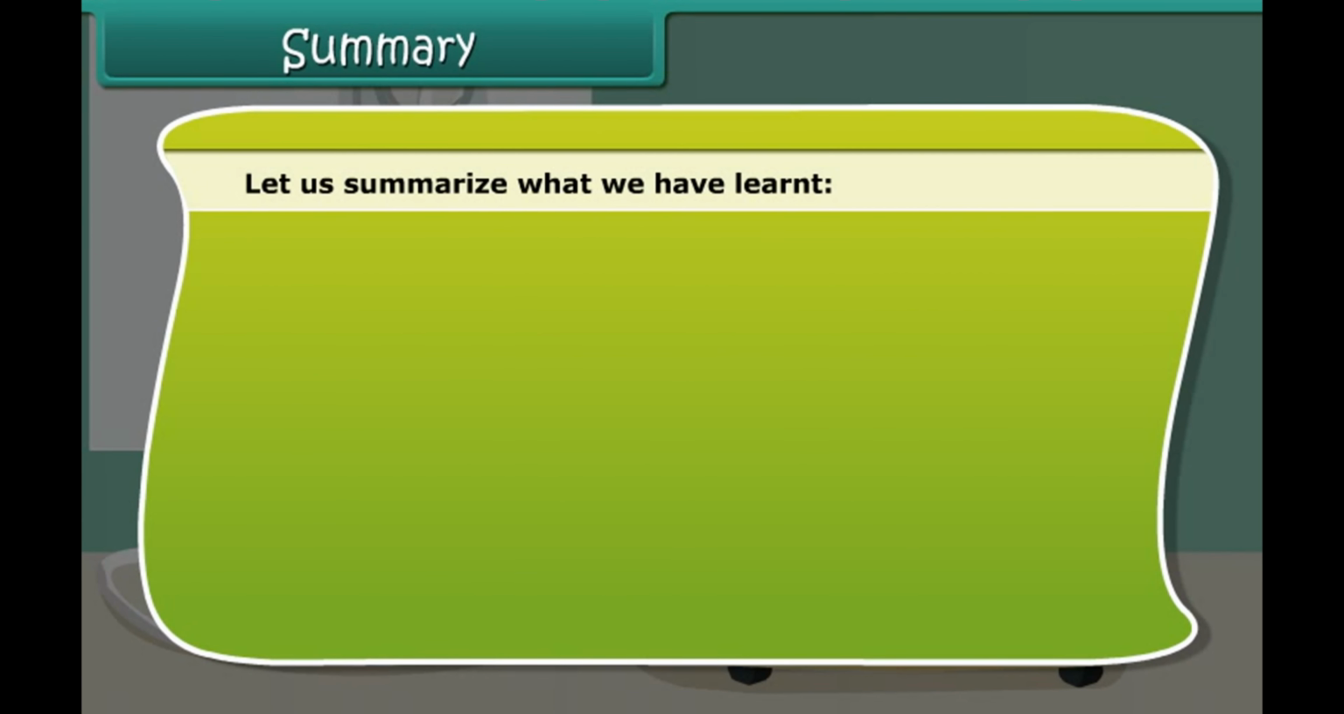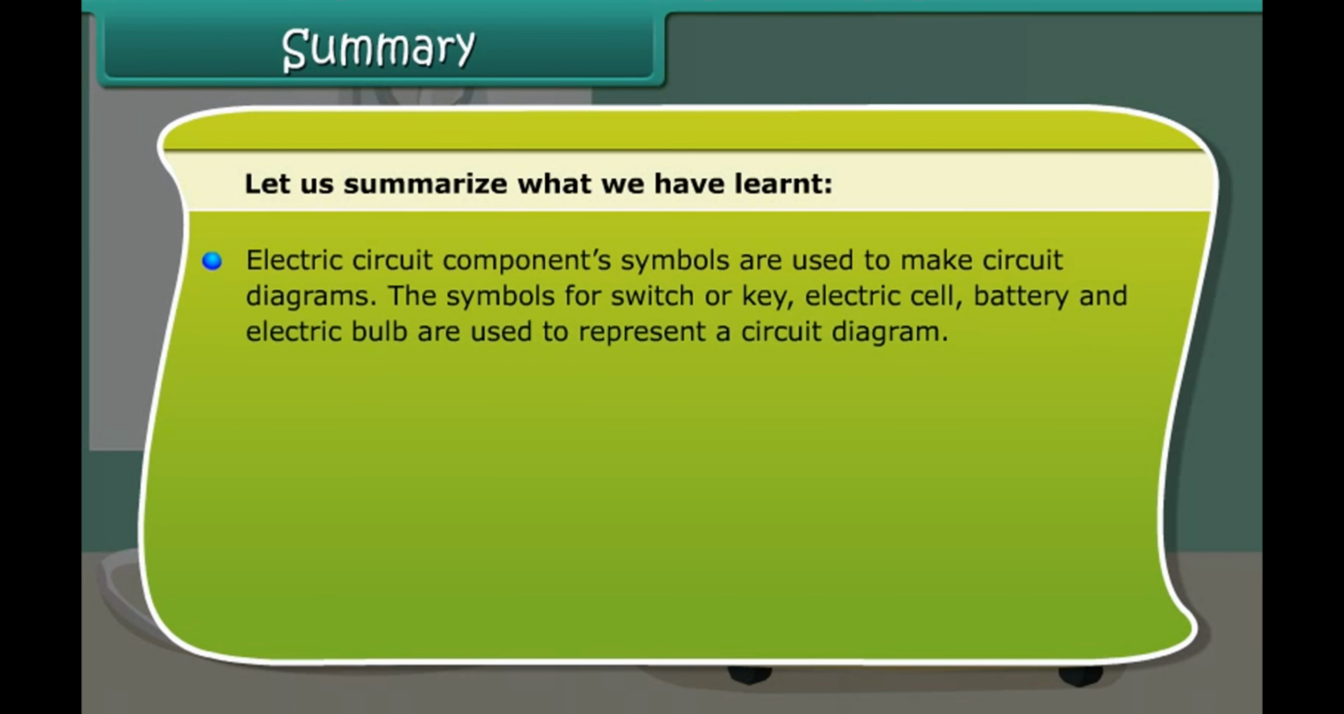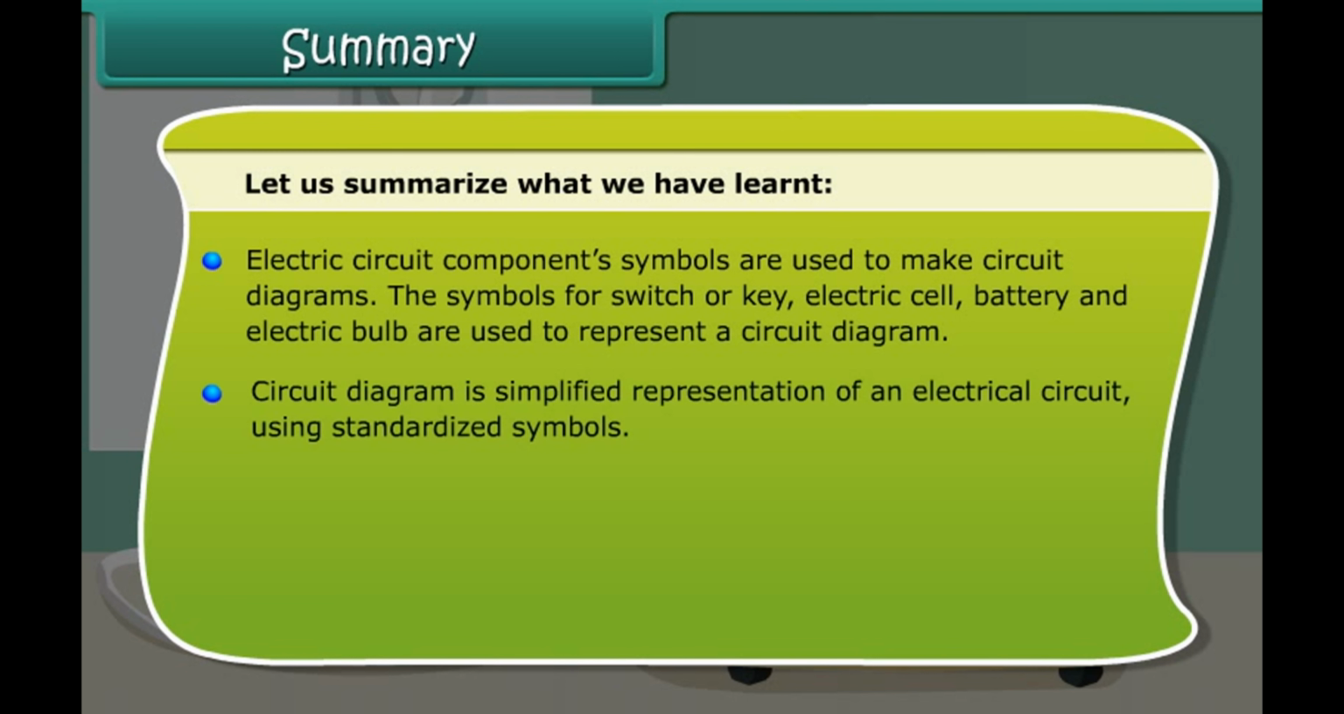Let us summarize what we have learned. Electric circuit component symbols are used to make circuit diagrams. The symbols for switch or key, electric cell, battery, and electric bulb are used to represent a circuit diagram. Circuit diagram is simplified representation of an electrical circuit using standardized symbols.